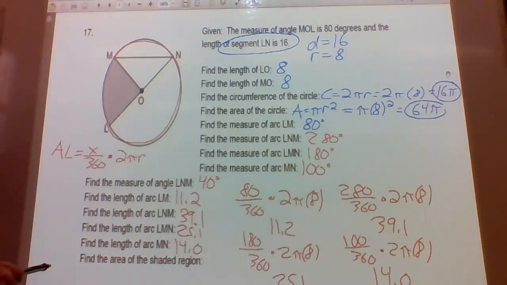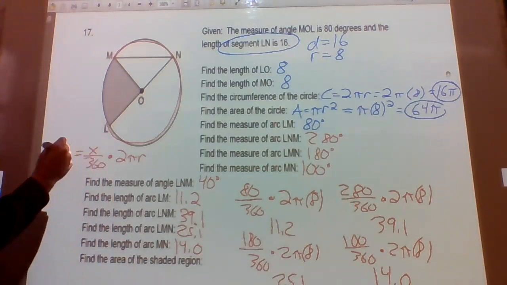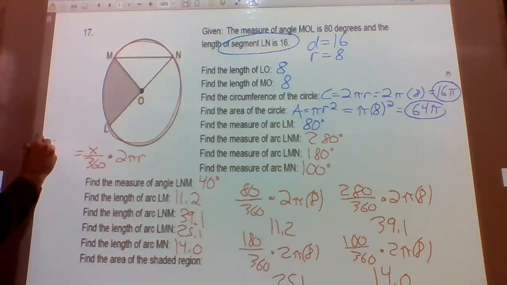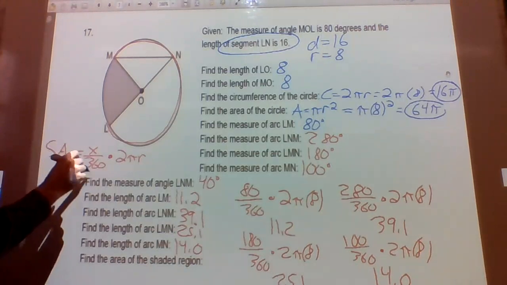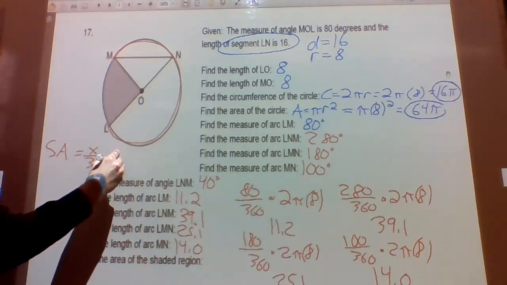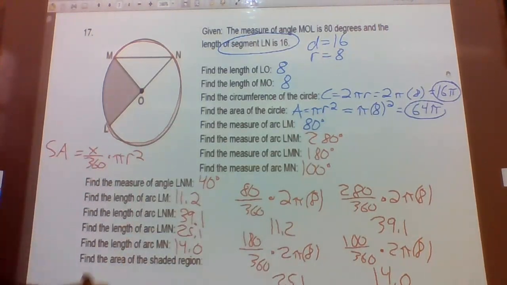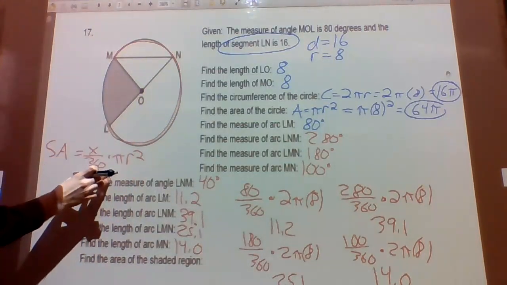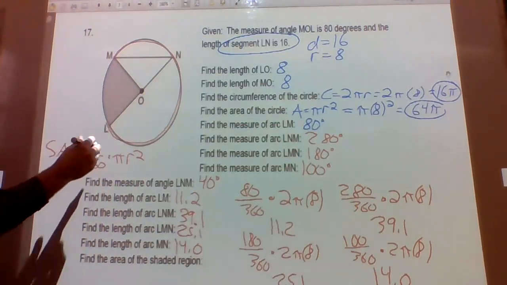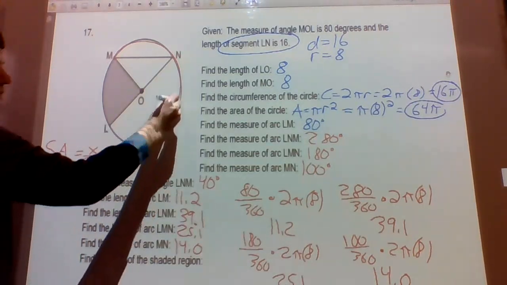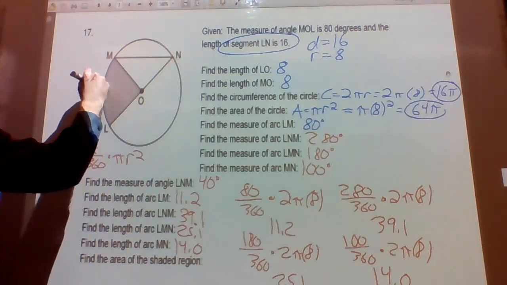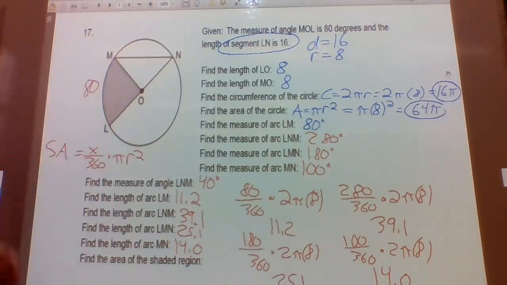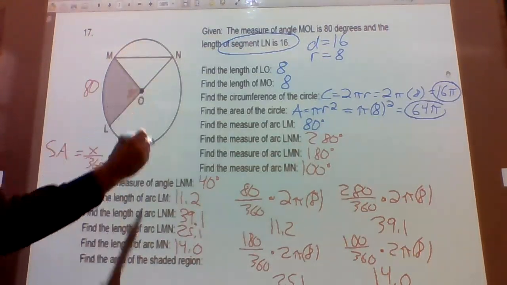Okay. Last question here is find the area of the shaded region. Okay, so again, that's our sector area question. So sector area is x over 360 times pi r squared. So pi r squared represents the area of the whole circle. X over 360 represents the portion of the circle we're talking about. So the shaded region, the arc for the shaded region was 80, LM. We said it was 80 because we know the central angle was 80.